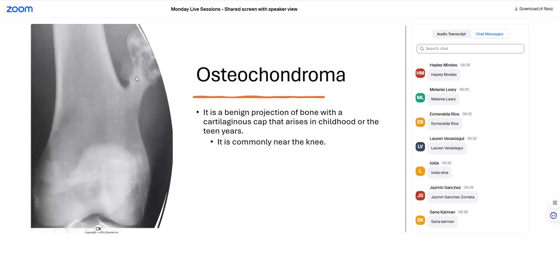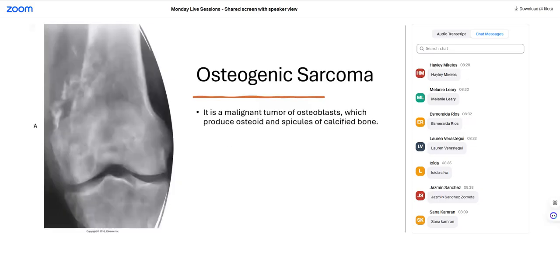Osteochondroma. This is a benign projection of bone with a cartilaginous cap. It arises in childhood or in the teen years near the knee. Osteogenic sarcoma. Sarcoma is a malignant tumor of osteoblasts, which produce osteoid, which becomes calcified bone. So this one is malignant.